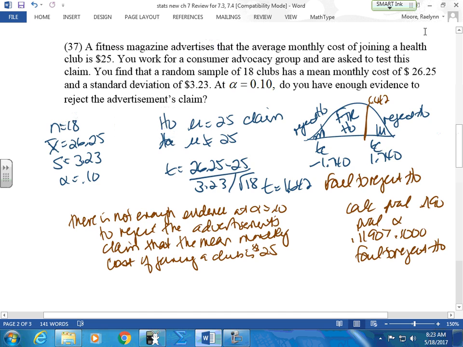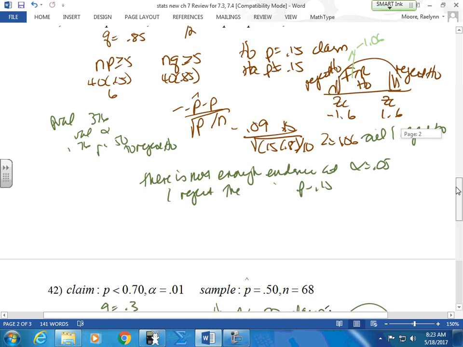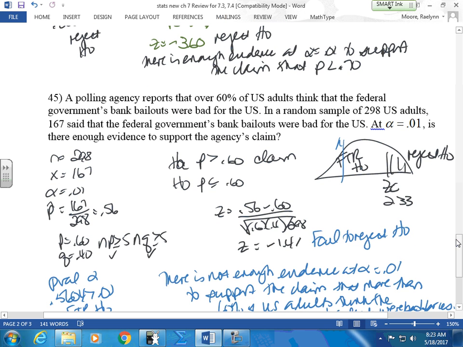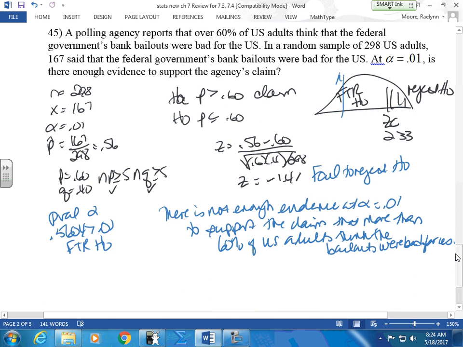All right, and the last one I gave you was just another P, a proportion one, just so that we visit that again. The polling agency reports that over 60%, over means what? Greater than. So there's my claim. P, proportion, percent, begin with a P. Just flip that to a decimal. Proportion greater than 60% or 0.60. That's my claim. That's my HA. My HA is where my tail is. To the right, I have a right tail test.